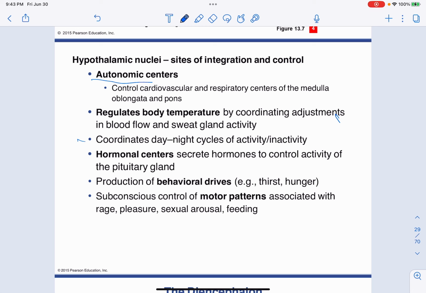And then there's some subconscious control of motor patterns. And the simplest way to explain this is coming back to those mammillary bodies that I showed you a couple slides ago. And this is our ability to lick, swallow, and suck. Like these reflexes that we're born with, right? So we don't have to teach a baby how to suckle. These are motor functions, and these are all controlled by the hypothalamus.